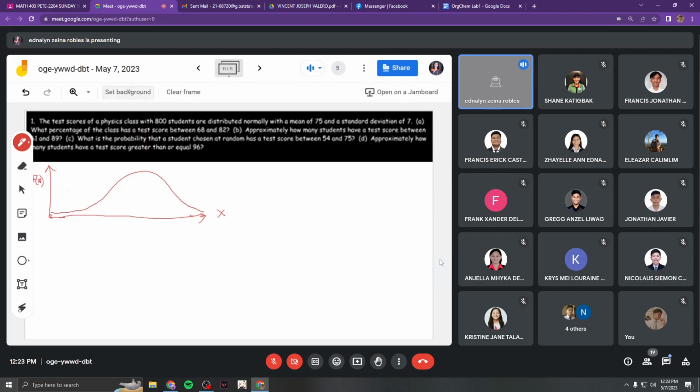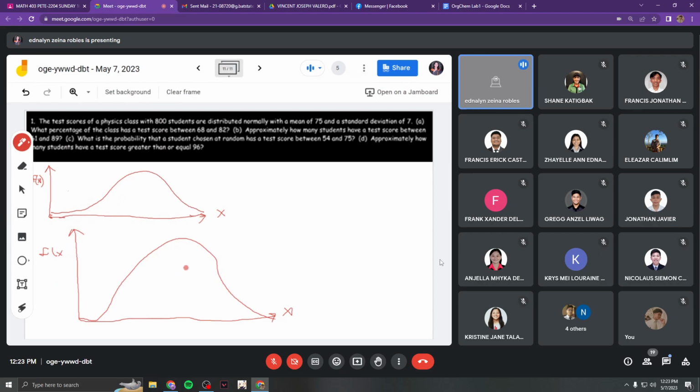But before we solve this problem, I just want you to remember these numbers. Just remember these numbers. It will be helpful when you start solving problems dealing with normal distribution. So this is a graph of a normal distribution. So this is our x and this is our f of x.